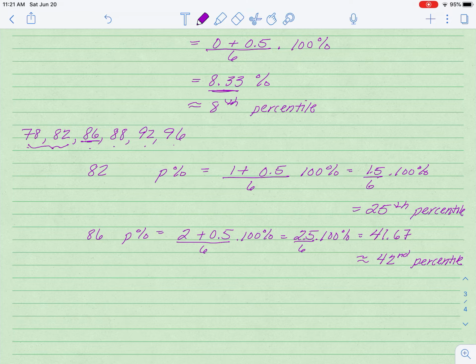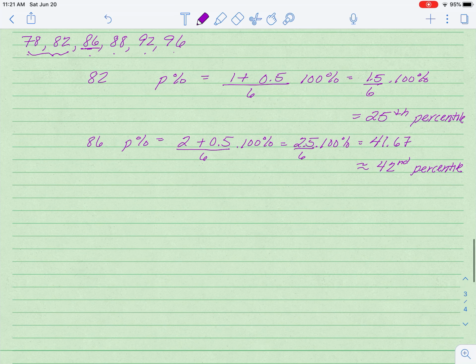So on this one, this first one I rounded down because 3 rounds down. I'm going to go to the nearest integer. Okay, so now we do 88. The 88th percentile, there are 3 numbers below it.